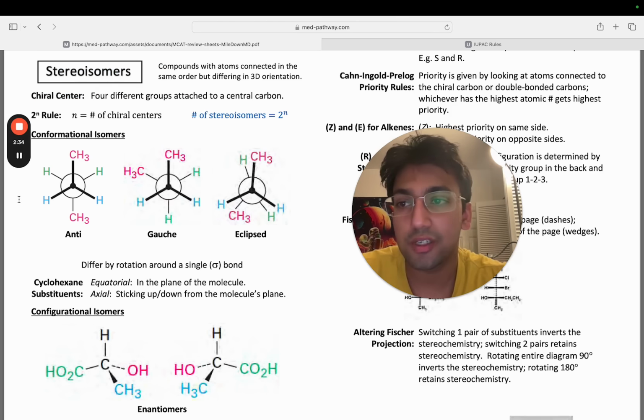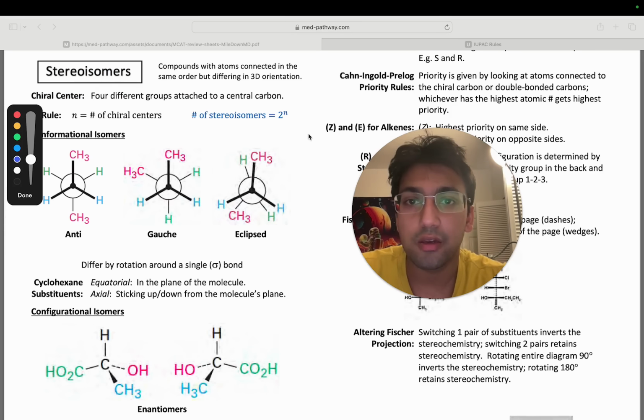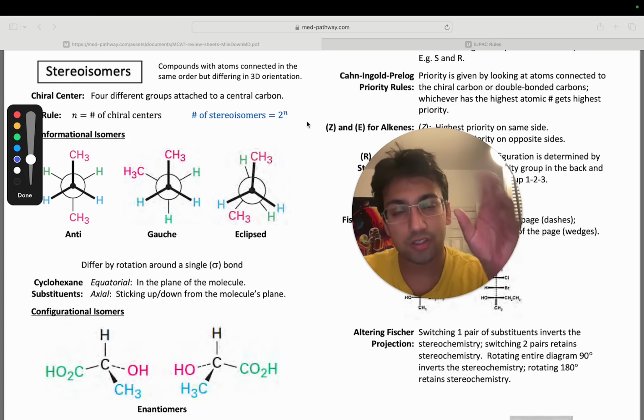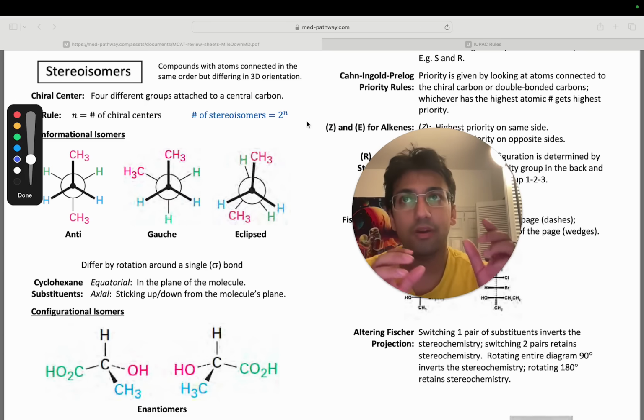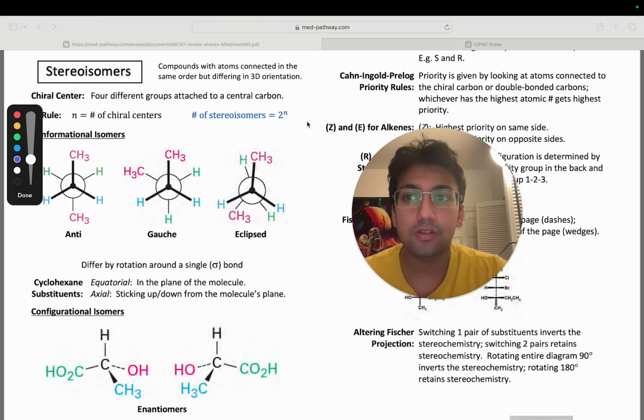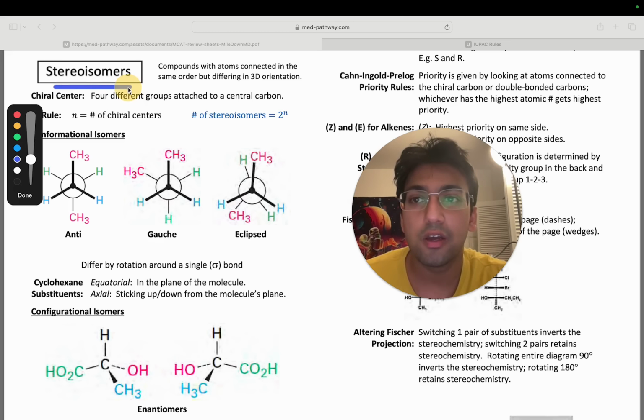The simplest example I can give you is methane. Methane is when you have C bonded to 4 H's, right? So no matter how I change the direction of these bonds, like I try to flip them or move them around, there's no way that I can get a different methane molecule, right?